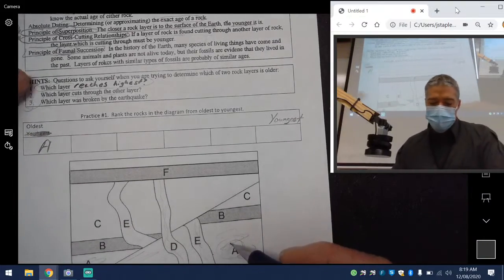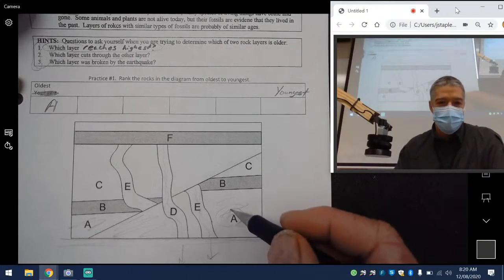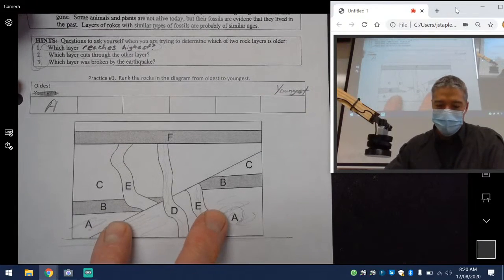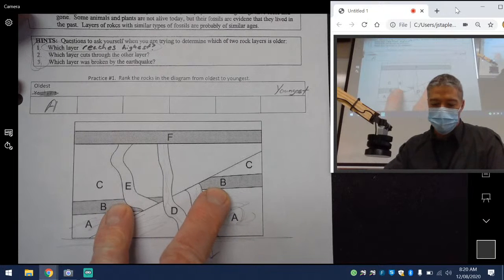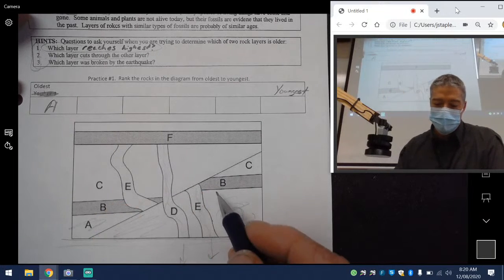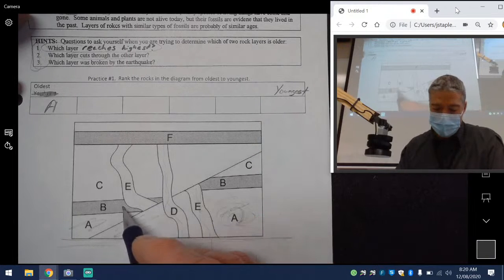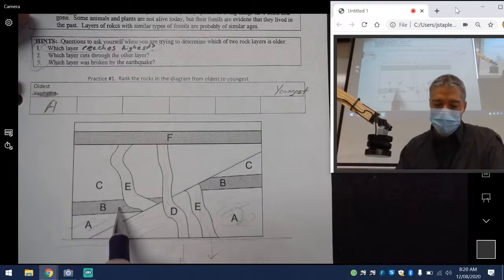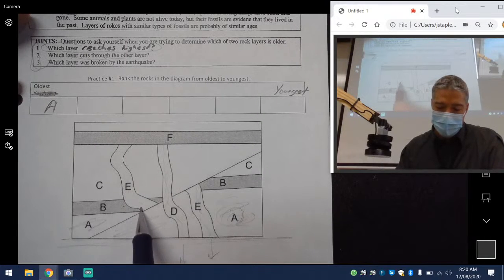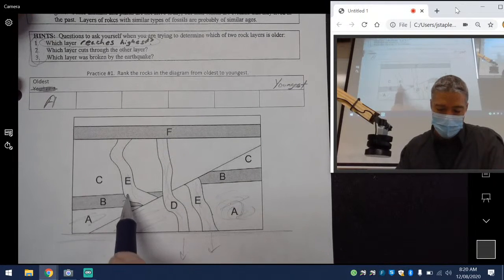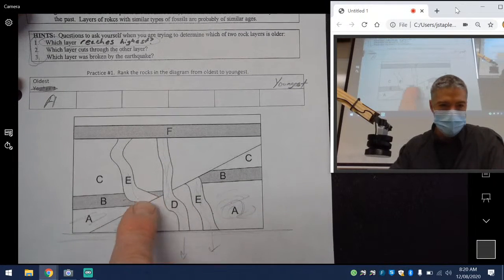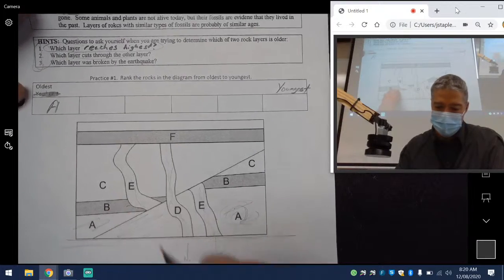So working my way up, what's going to be the next oldest as I go up from A? Which one is the next lowest thing in this picture? B? Yeah, B would be the next thing. And still, if I look at E and D, they're still cutting through B. So since these two cut through B, they're younger than B. So B is the next one.